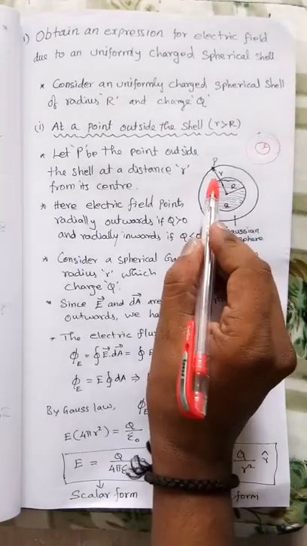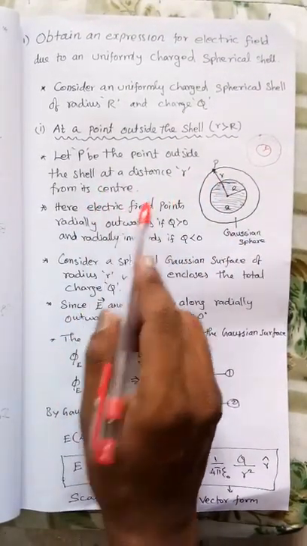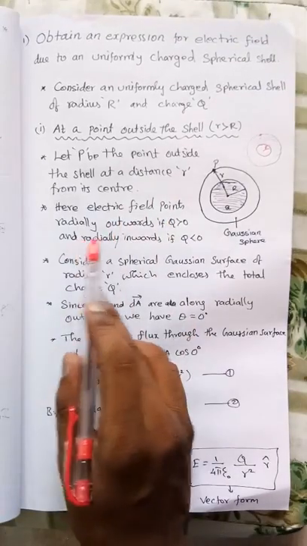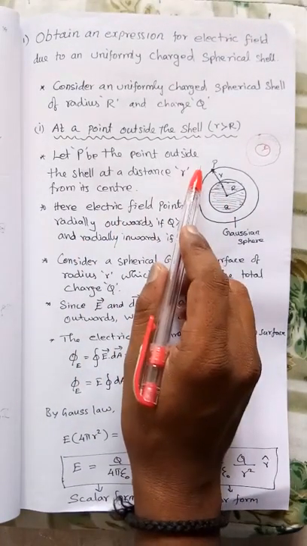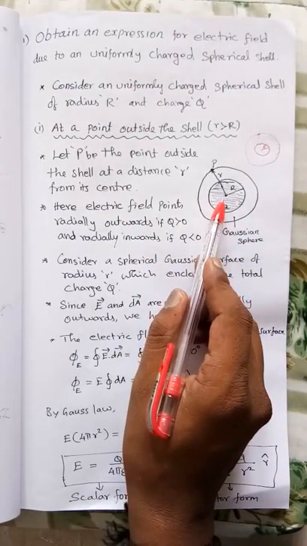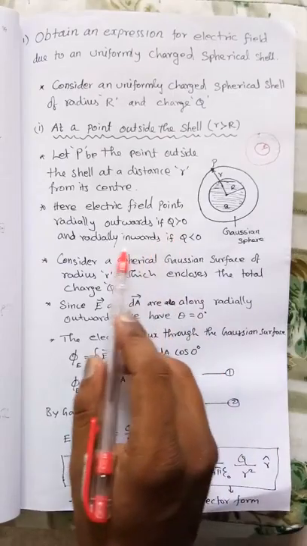The imaginary sphere has radius r. So P is the point outside the shell at distance r from the center. The electric field points radially outwards. Here it is a positive charge, so the electric field is outwards only, not inwards, moving away from the charge.